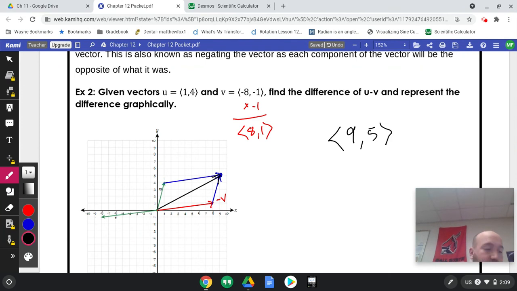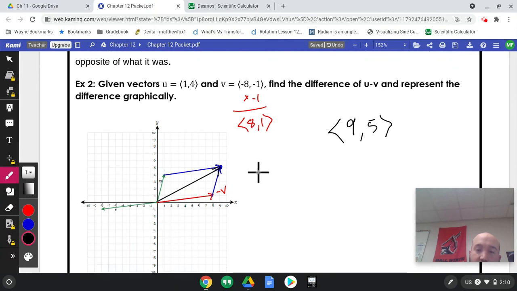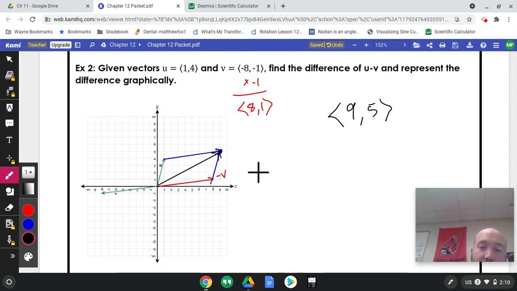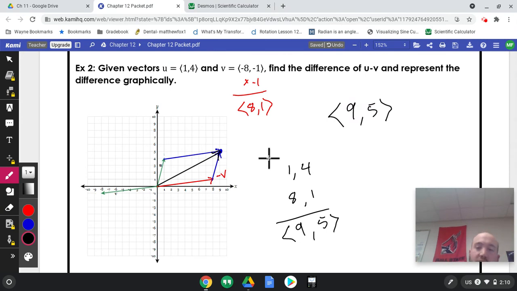So 9, 5. Okay. Now, if you wanted to prove that not graphically, but instead numerically, let's just add. We have 1, 4, plus, remember the opposite, so that -1 changes that to 8, 1. If we add, 1 plus 8 is 9. 4 plus 1 gives us 5. You see, we get the same answer either way, numerically or graphically.